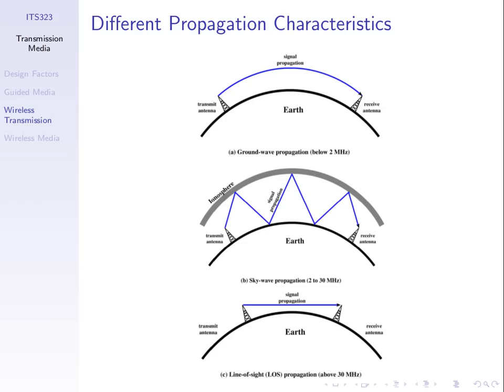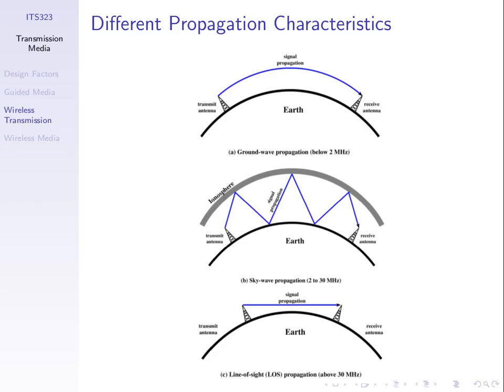When it's between 2 and 30 megahertz, the signal will bounce off the Earth and the ionosphere. So the particles in the ionosphere are such that if we transmit the signal up, it will bounce back down off the Earth and keep going. As a result, we can transmit it again around the Earth. This is called sky wave propagation, the first one's ground wave propagation, the last one's line of sight propagation. Basically, the signal goes straight.